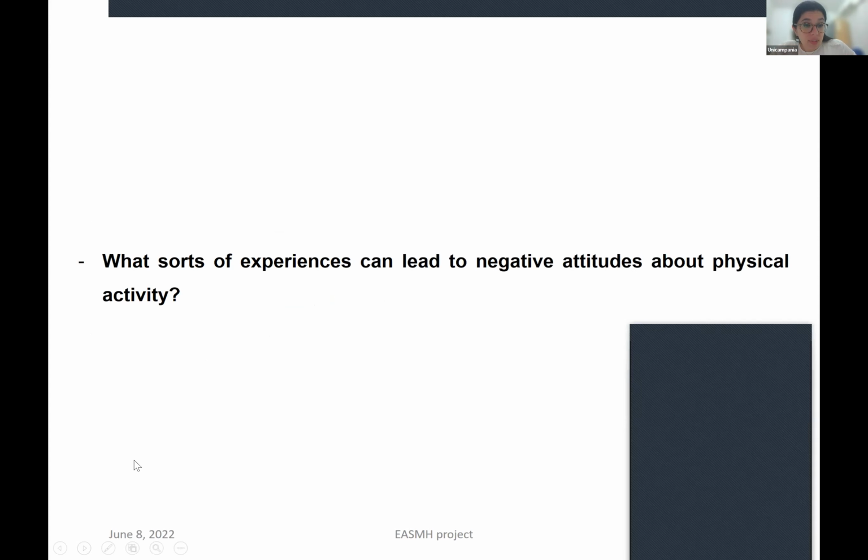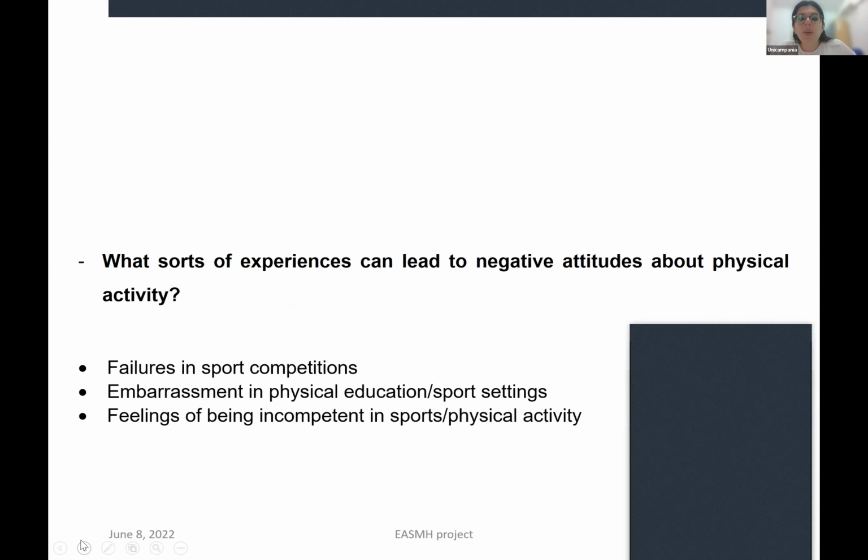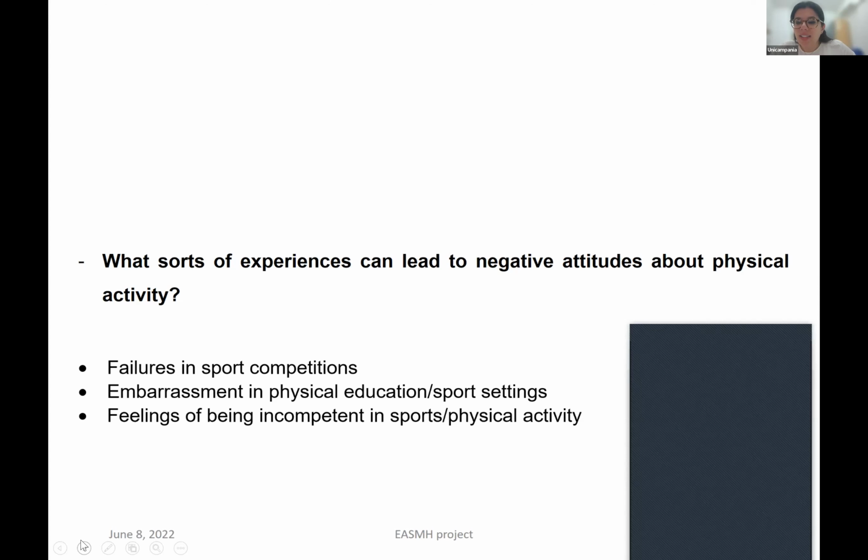And again, what sort of experience can lead to negative attitudes about physical activity? For example, failures in sport competitions, feeling of being incompetent, embarrassment in physical education or in sport settings. And I guess that Matteo, working with children, is probably very careful regarding all these aspects, and when you practice sport with your children you are also looking at avoiding the creation of this kind of negative attitudes, because you know that a negative attitude developed during an early phase of your life will probably be with you throughout your entire life.